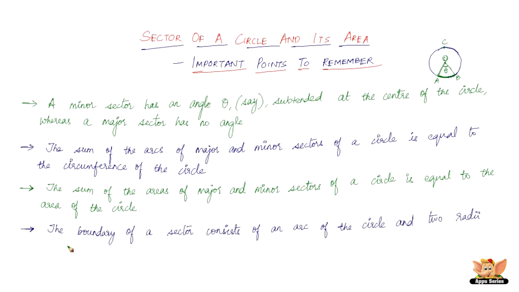So we've got our final point here, which says the boundary of a sector consists of an arc of the circle and two radii. That's what it is. If you consider the sector AOB, it consists of an arc of the circle, right? AB is definitely the arc of the circle. It's part of the circle. And it also consists of two radii here, bounding the sector. That's what it is. Definitely, it consists of an arc and then two radii of the circle.